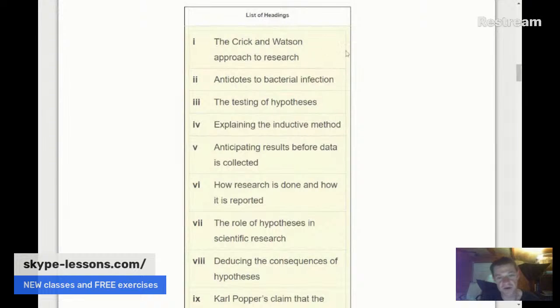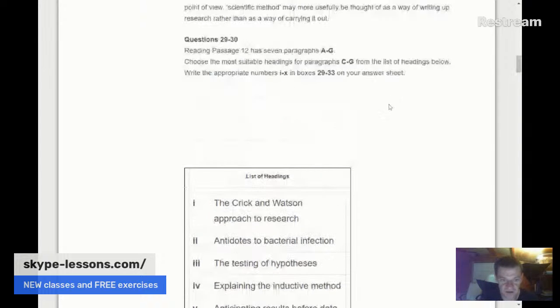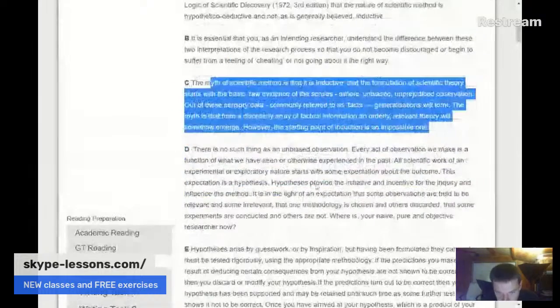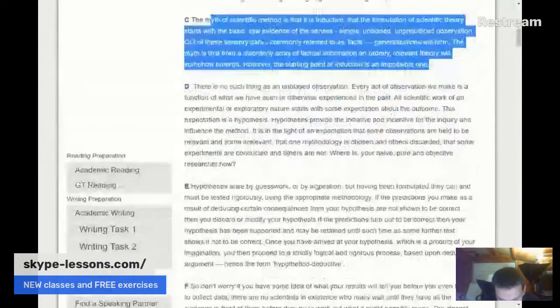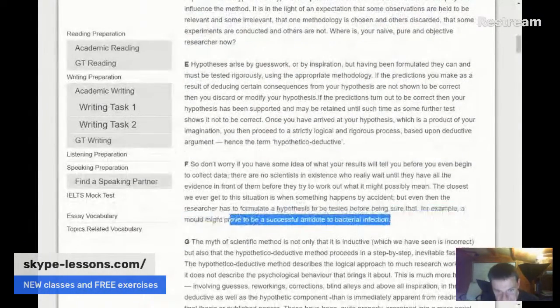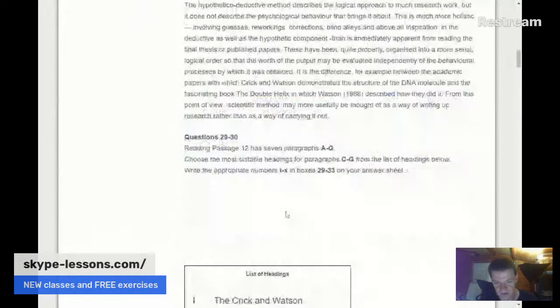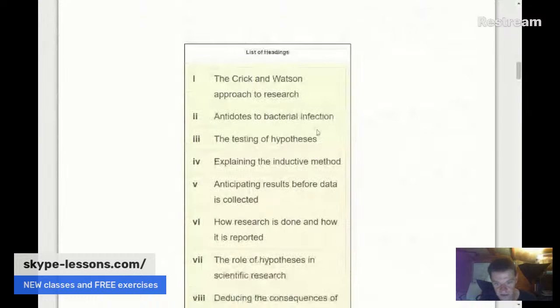The Crick and Watson approach to research. Crick and Watson are not mentioned. Get rid of it. Antidotes to bacterial infection. Not mentioned in this paragraph, as far as I remember. I believe it was a bit further down. Let's find it. Where's that mold? Look, there it is in F. It mentions an antidote to bacterial infection, but it wasn't even the main thing in F. But it's not even here at all in C, so certainly not 1, certainly not 2.